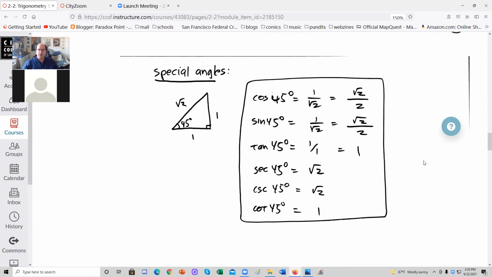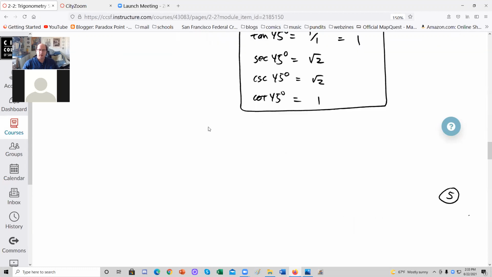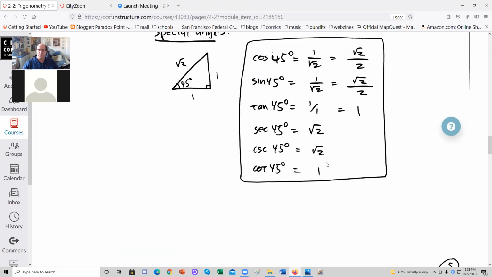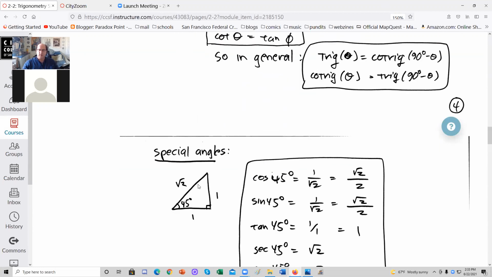There are special angles, classical angles that everybody's expected to know. There's the 45-45-90 triangle, and then there's the 30-60-90 triangle. If this is 45 degrees, then this is 45 degrees, and therefore these two angles would be the same, therefore these two sides would be the same. Let's set them equal to 1. If this is 1 and this is 1, then by Pythagoras, this diagonal will be square root of 2.